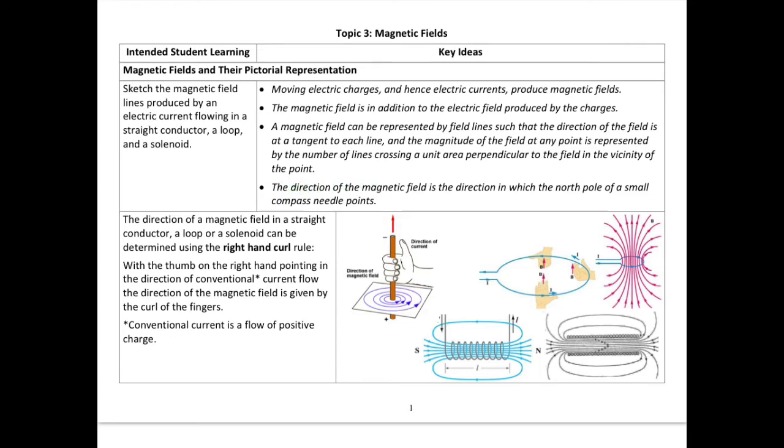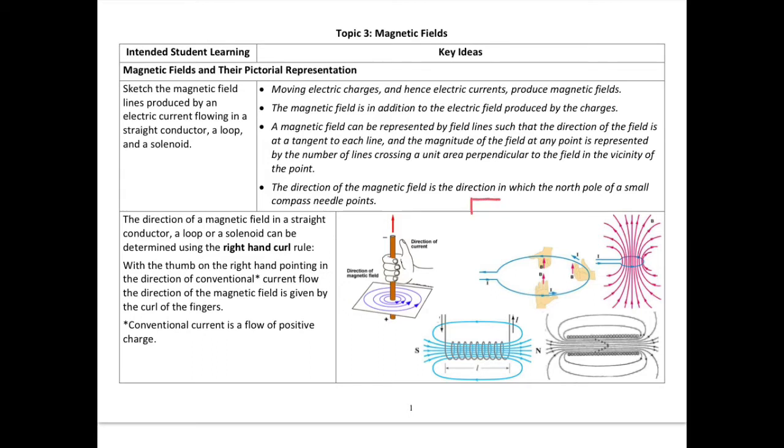So this is like electric fields. So we've got some magnetic fields down here that we're going to talk about in a sec. The line points to the direction of the field. The closer the lines are together, the stronger the field, etc. Now, the direction of the magnetic field is defined as the direction in which the north pole of a small compass needle points. So I might do a little diagram here.